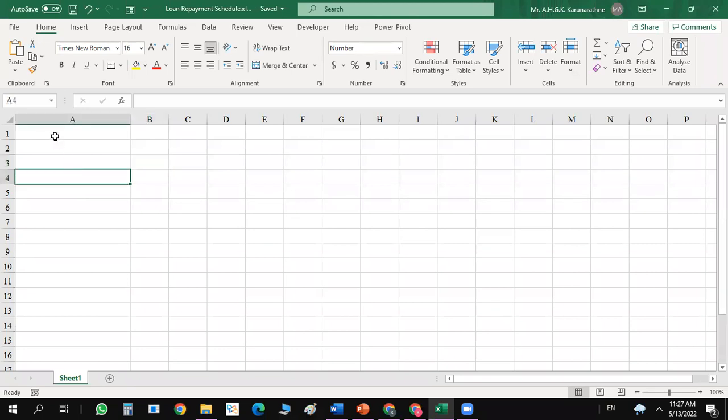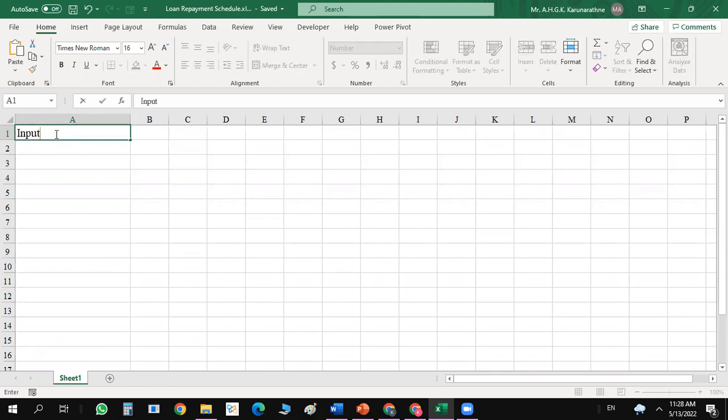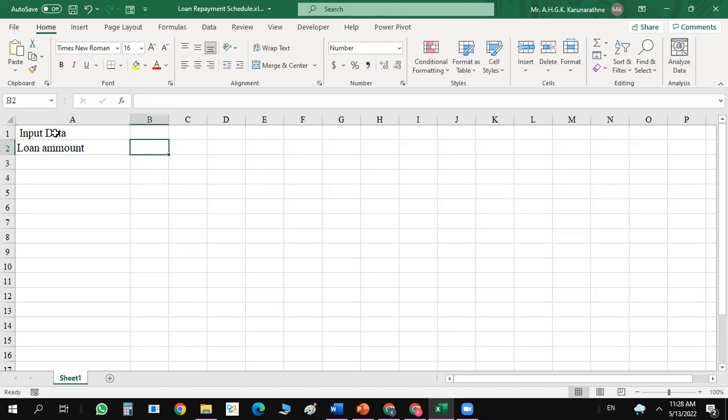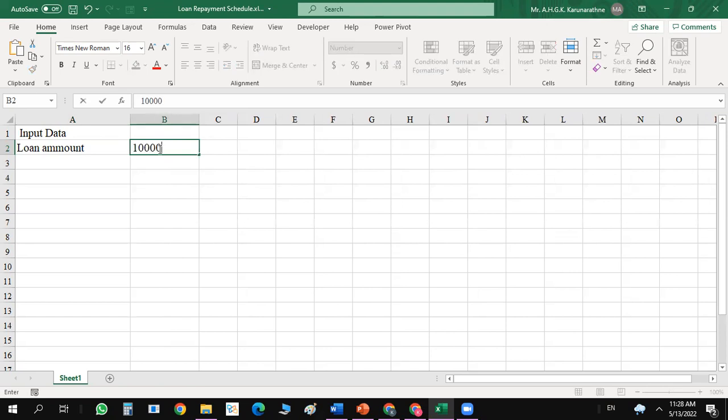Let's see how we prepare this loan repayment schedule manually. Let's assume we have basic input data regarding a loan repayment scenario. It's the input data, and here you have the loan amount, the loan borrowed, or lease or principal, whatever. Let's say the loan amount is 1 million.